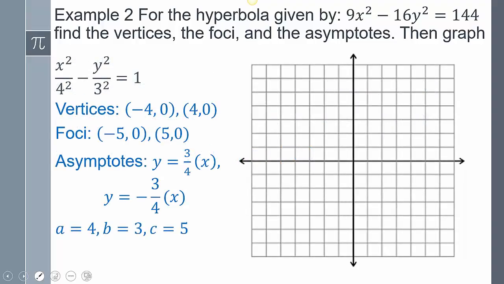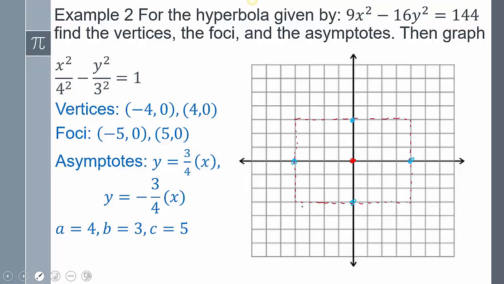So having all that information off to the side, now we're going to graph it. Like I said, because I know that the x squared is the positive one, I know it's going to transverse over the x-axis. Plotting my center, I know this is going to be 0 here. Now my a means that it's going to extend out this way and extend out that way. And then because of my b, I know it's going to extend out 3 this way and 3 that way.